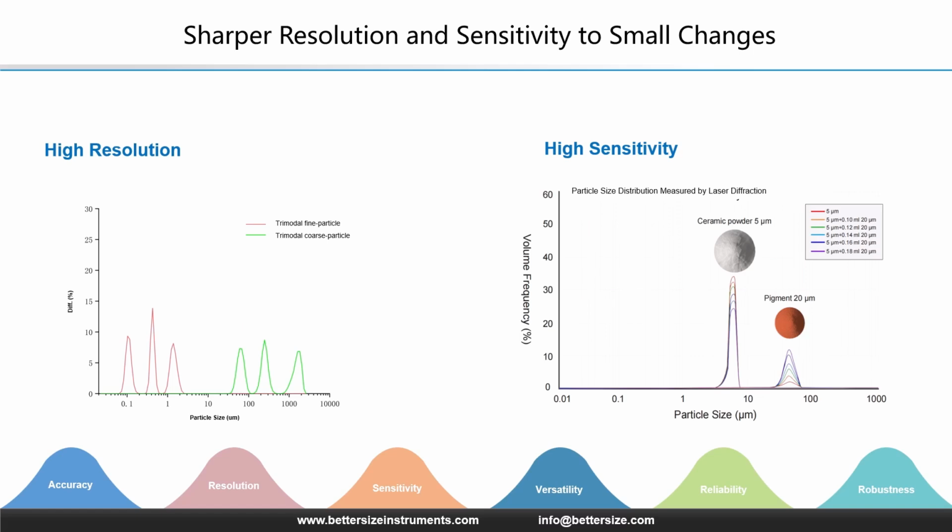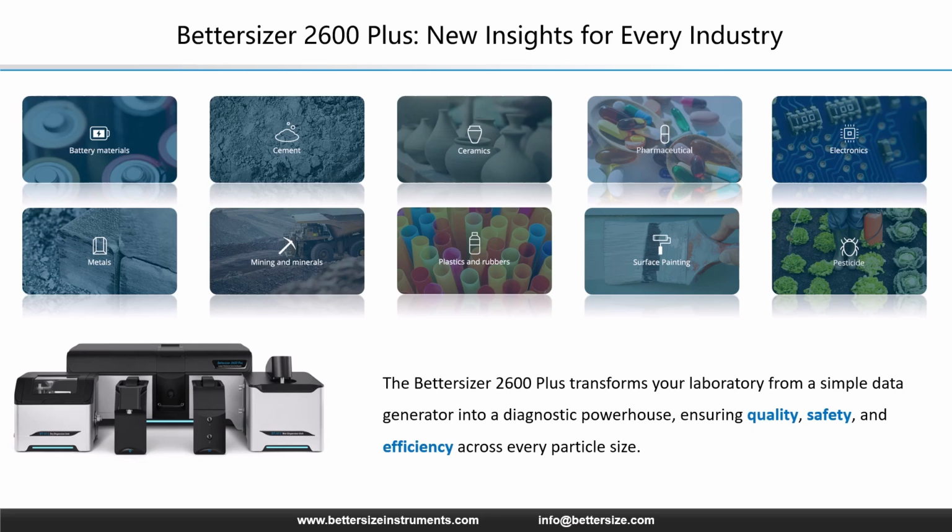On the right, we test sensitivity, the ability to detect trace contamination. We added minute quantities of 20 micron particles to a 5 micron base. Even at extremely low concentrations, the system picks up that second peak immediately. This ensures that if you have a needle in a haystack, like a few large particles in a fine powder, we will find it.